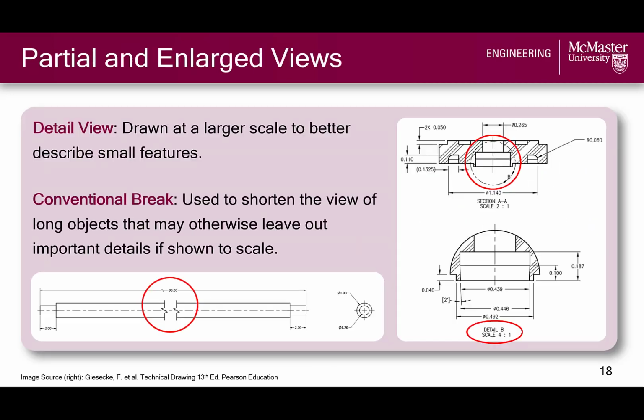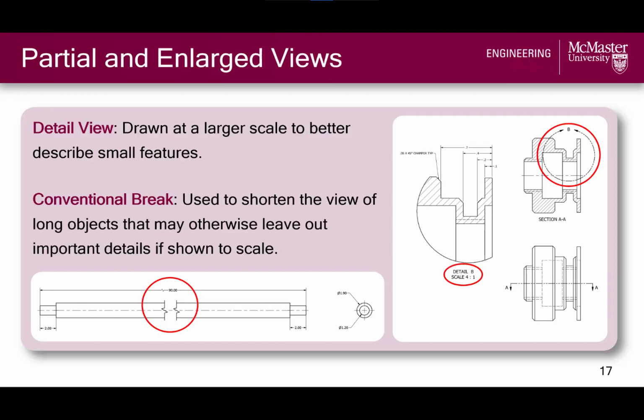Another scenario that we could encounter while generating multi-views of a part is having a part with very large or very small features, such that it's hard to see all of the features at one scale. In this case, we can use detail views to zoom in on small features for better description. Here we just have to draw a circle around the feature that will be included in the detail view on the main view, as seen by the circle labeled B here.